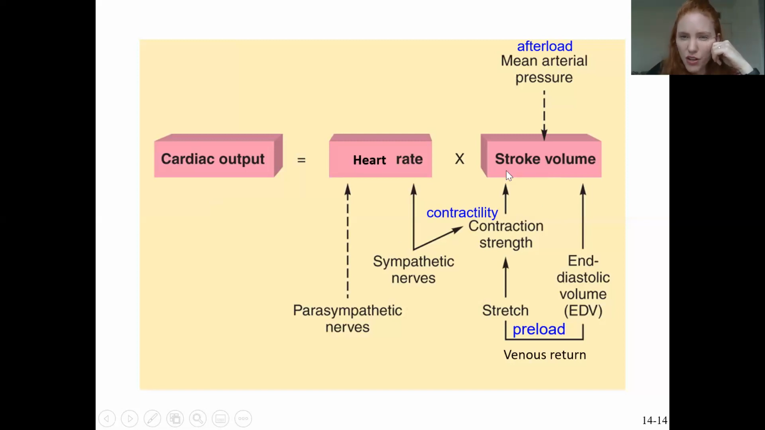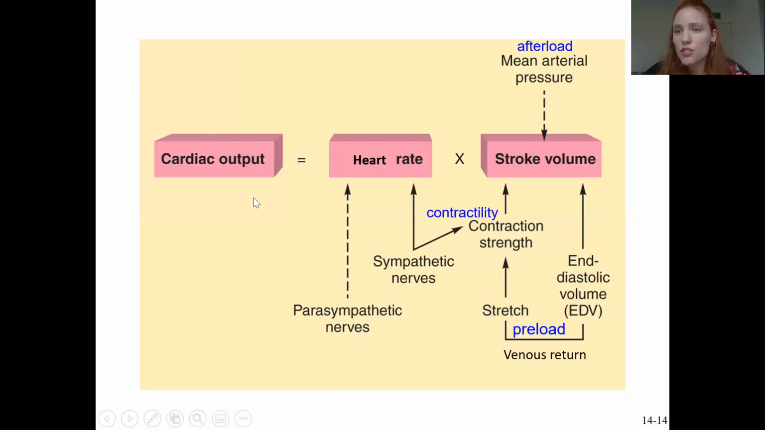Okay, so let's look at the factors. So for stroke volume, the stroke volume is going to be mediated by the end-systolic volume and the end-diastolic volume. Preload increases end-diastolic volume, which would then increase stroke volume. So more goes in, more comes out. And if you increase stroke volume, then therefore the cardiac output would also increase. So an increase in preload makes an increase in stroke volume, which would therefore increase cardiac output.